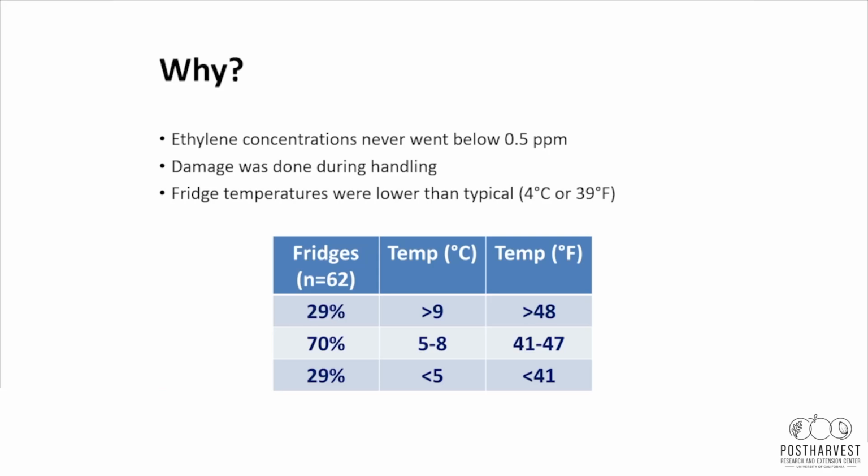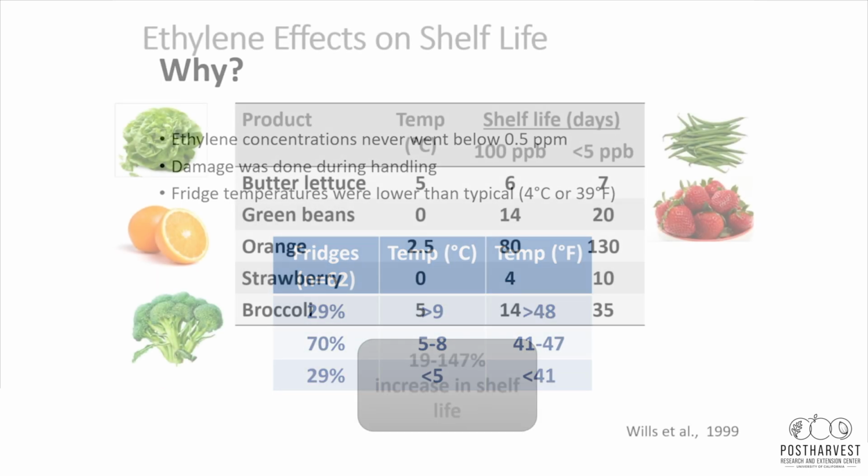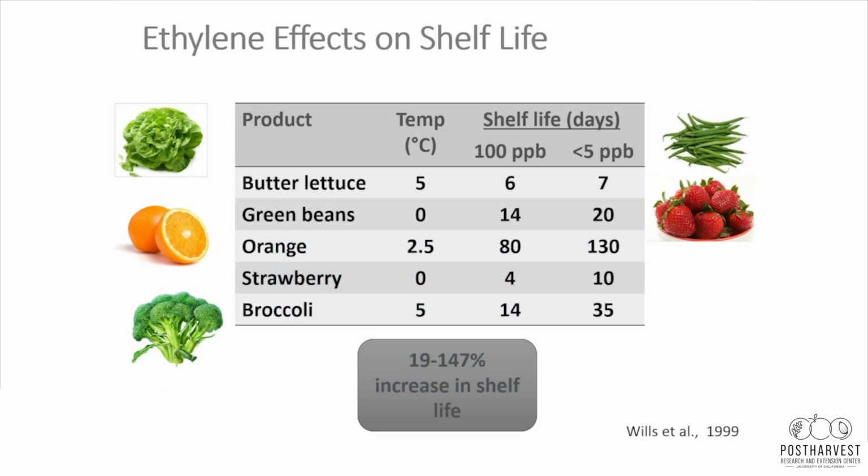Also, it's possible that damage was done earlier during handling or transportation, so the ethylene kept being produced in the fridge. And also the fridge temperatures were lower than typical. As you can see in the chart, 29% of them had temperatures lower than 5 degrees, which is what the manufacturer suggests. Another example here, I think this is from Australia.